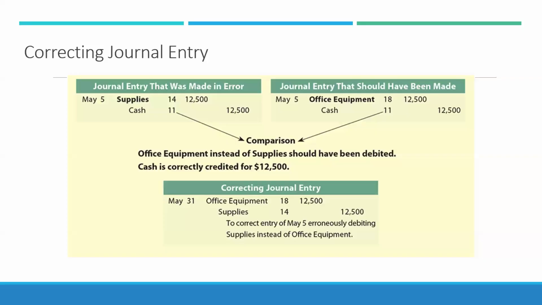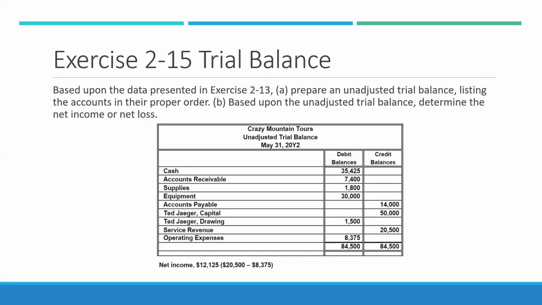So basically, events can happen that can affect, you can mess up. And so sometimes we have to correct those transactions that we did wrong. So in this case, they showed a transaction where supplies was debited instead of office equipment. So to fix that, do you see what they're doing? They're debiting the office equipment and crediting supplies to put it to the right place. That's going to happen at times.